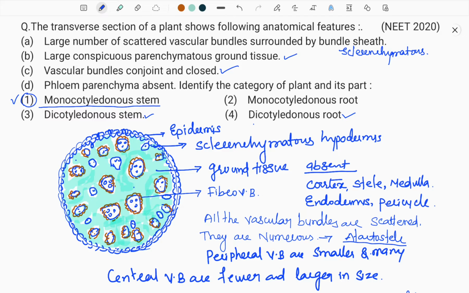So I hope my explanation is helpful for you. It will make you better for the preparation of botany as far as our NEET is concerned.